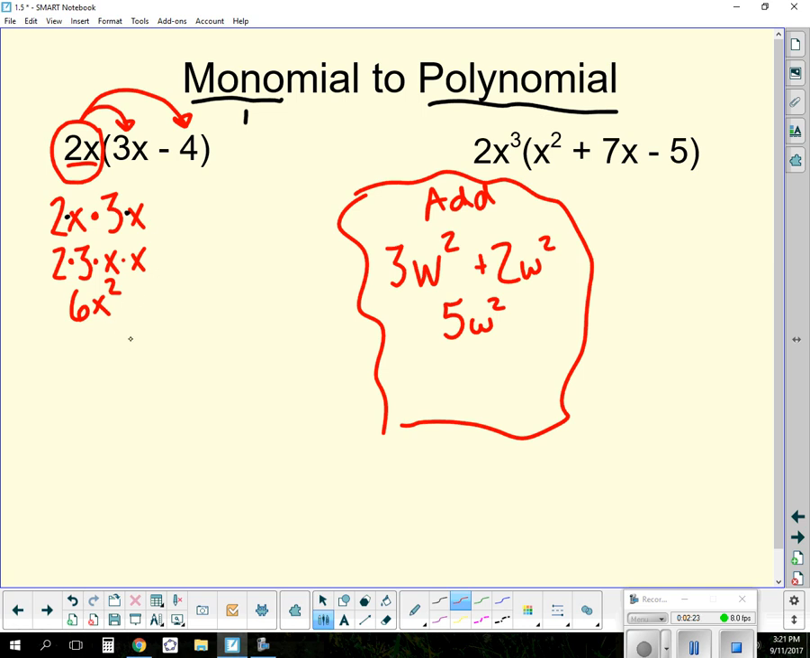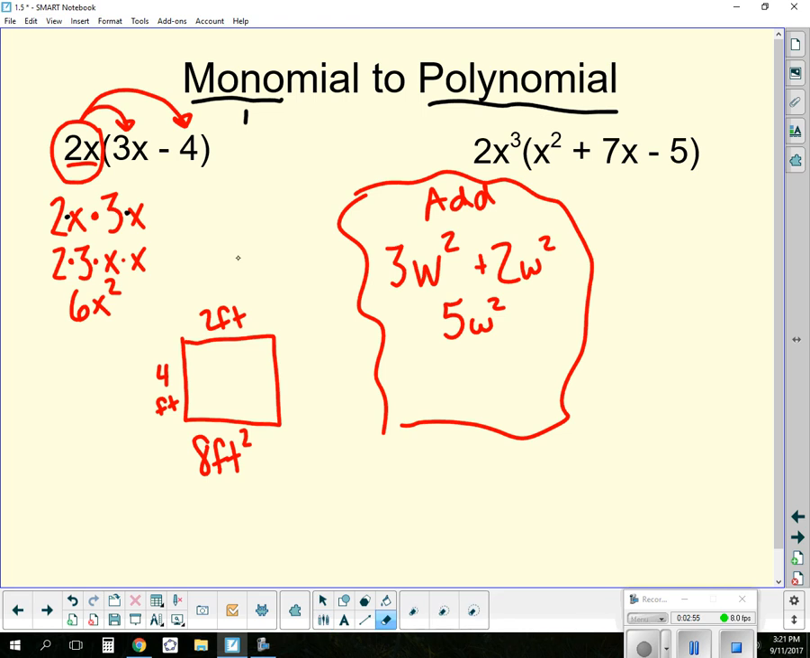Think about when you are multiplying to find area. Say I know that this is 4 feet and this is 2 feet. To find the area of a rectangle, I multiply the two sides and I would get 8 feet. 8 feet what? Squared. You have to make the units squared because that's how we measure area. Same idea with a variable. The variable to the first power becomes to the second power. All right, so let me go back and finish this problem.